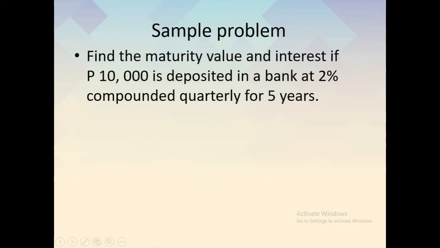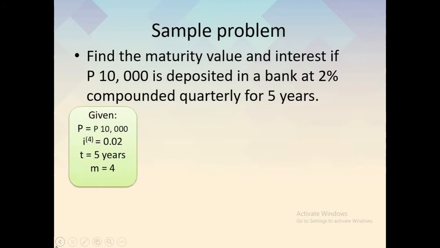Sample problem. Find the maturity value and interest if 10,000 pesos is deposited in a bank at 2% compounded quarterly for 5 years. Let's have the given. The P or the principal in the problem is 10,000 pesos. i^(4) is 0.02. The t or the time is 5 years. The m or the frequency of conversion is 4.